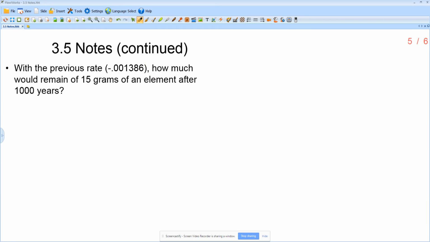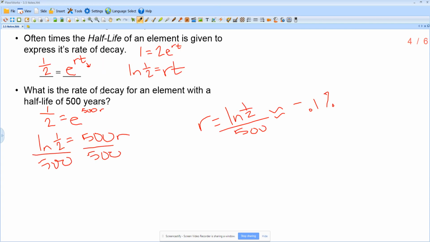Now, with that previous rate, that negative 0.001386, again, this representing negative 0.1%, how much would remain of 15 grams of an element after 1,000 years? So this is where people get a little bit tricked, because in this case, what they then go and do is they use the half-life formula. But it's not looking for when is it going to have half of the original amount. Half-life formula we use in order to get the rate of decay.